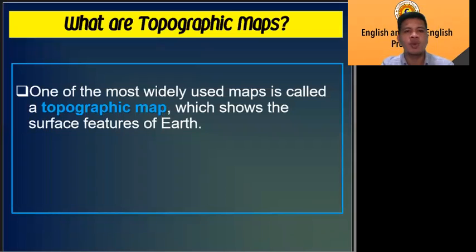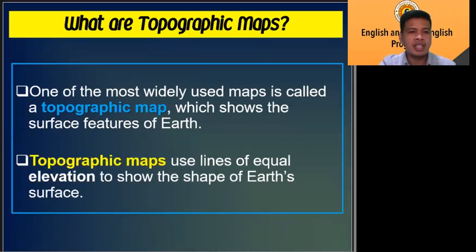So what are topographic maps? Basically, this is one of the most widely used maps, okay? And this is called a topographic map, which shows the surface features of the Earth, okay? What kind of surface features? Usually we have different kinds of landforms, right? A mountain, a valley, okay? So all of this can be shown on a topographic map. And normally this kind of map uses lines of equal elevation to show the shape of the Earth's surface, okay?